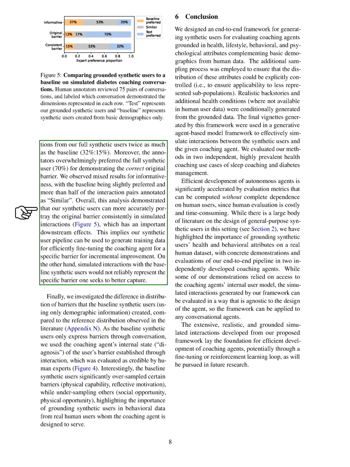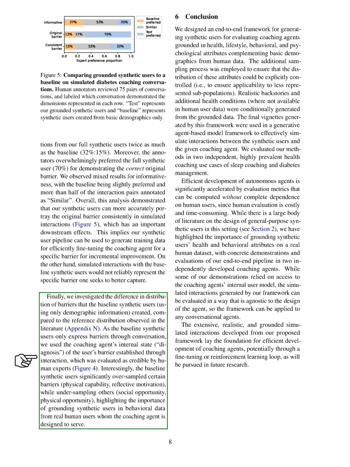The results showed that annotators preferred the interactions from our full synthetic users twice as much as those from the baseline users when it came to accurately representing a single barrier. Additionally, 70% of the annotators favored the full synthetic users for demonstrating the correct original barrier. While the baseline users were slightly preferred for informativeness, most interaction pairs were deemed similar. Overall, our analysis indicated that our synthetic users could consistently and accurately portray the original barriers in simulated interactions, which is crucial for improving the coaching agent's training data.